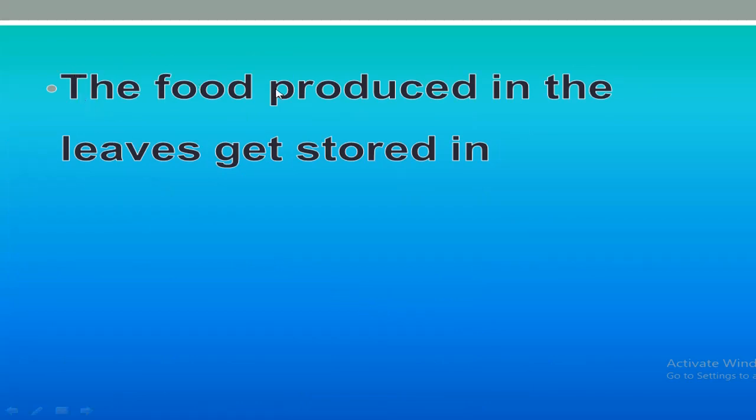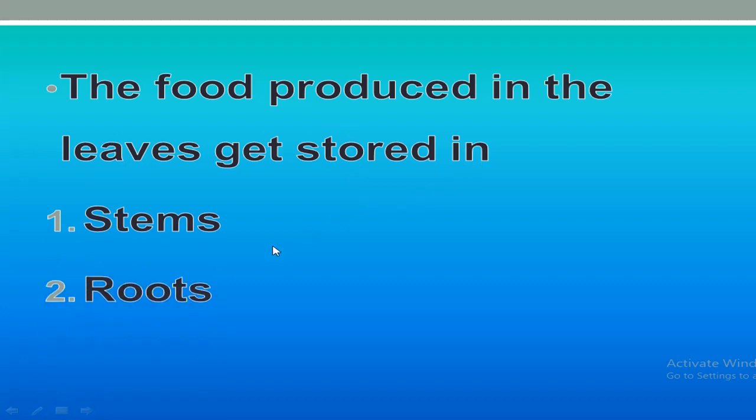The photosynthesis process mainly occurs in the leaves of the plant. The food produced in the leaves during photosynthesis gets stored in the stems and roots. Now we have learnt how food is produced during photosynthesis, and that the food produced in leaves is stored in stems and roots.